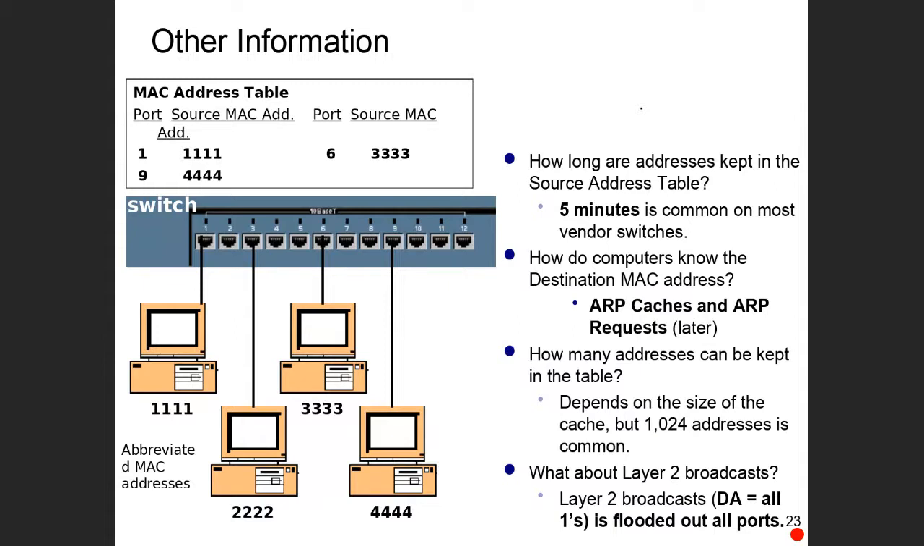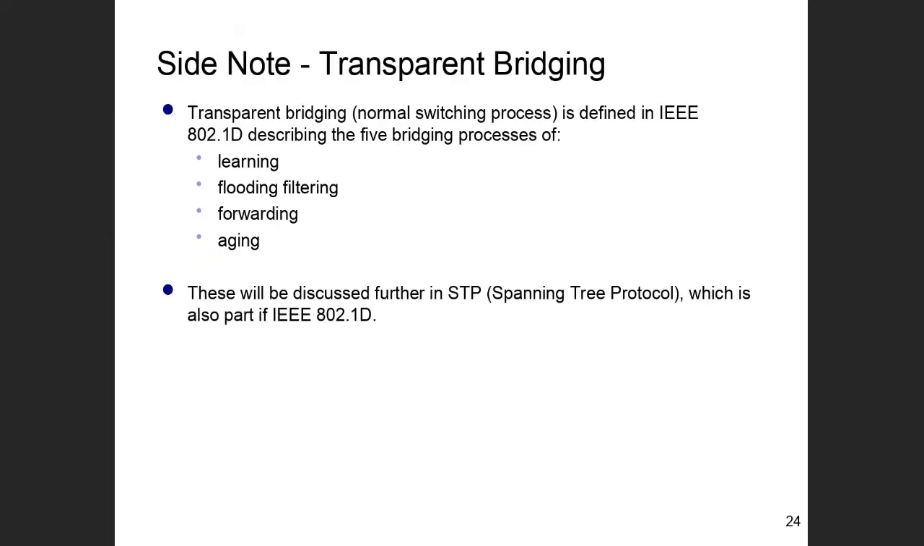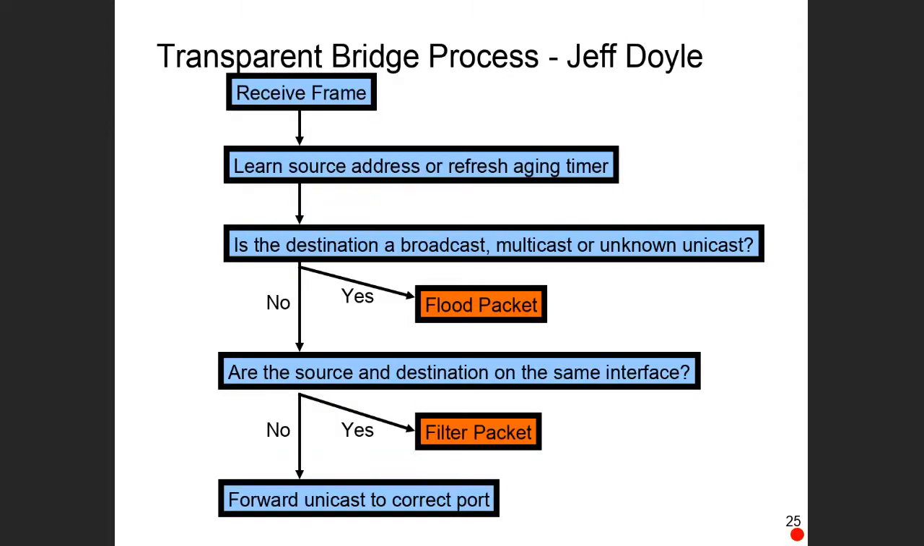What about layer 2 broadcasts? A broadcast frame by definition has a destination address of all ones, all Fs, and should be flooded to everybody. So it's normally an ARP request or a DHCP request. It's flooded out all the ports so that it has a better chance of someone hearing it, so they can respond to it. And there's no transparent bridging you have to worry about.